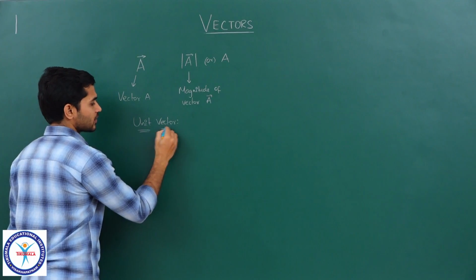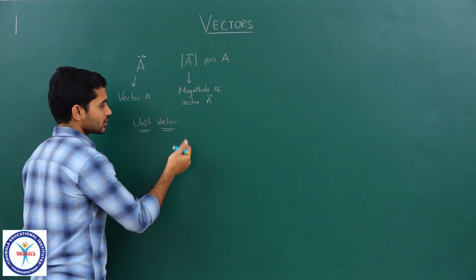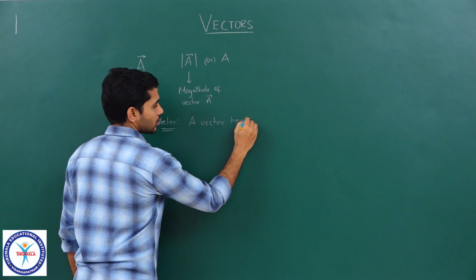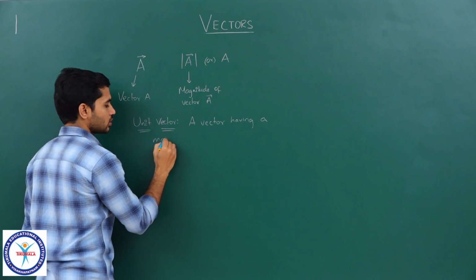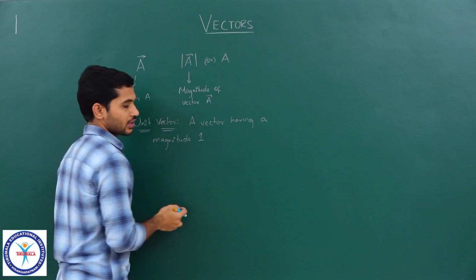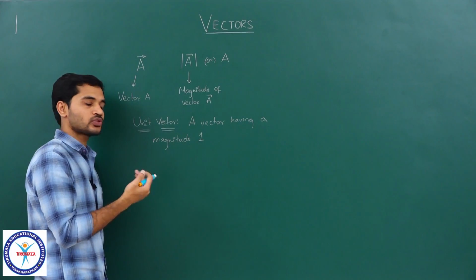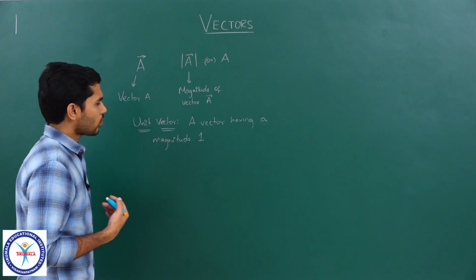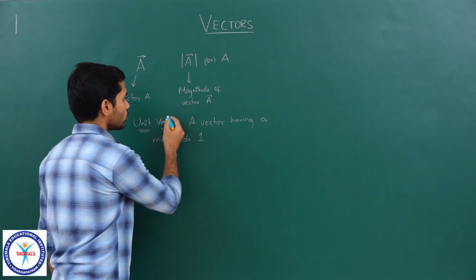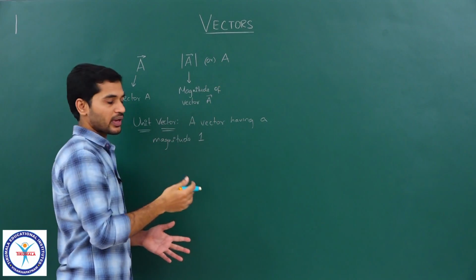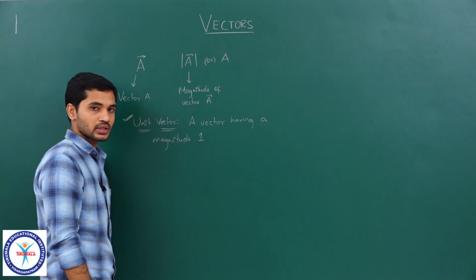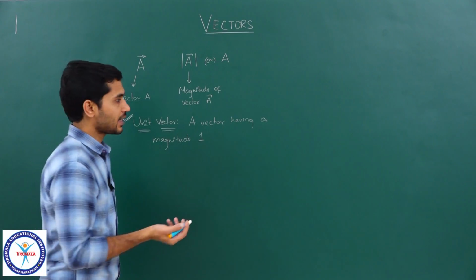Let us first define what a unit vector is. A unit vector is basically a vector having a magnitude of 1. Simple, right? A vector having a magnitude of 1 is what we call a unit vector. Now, how does a unit vector help us in understanding the direction? For representing the direction of a vector, we use the concept of unit vector, but a unit vector is nothing but a vector having magnitude 1, correct. So, how does it help us in telling the direction?